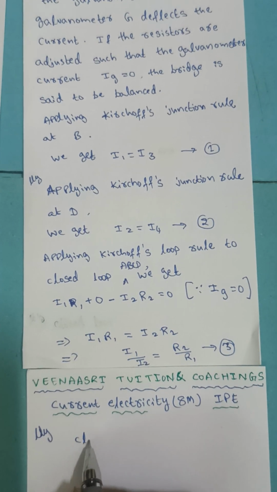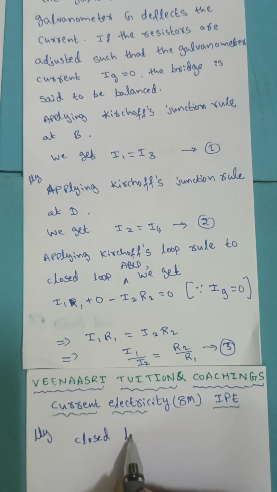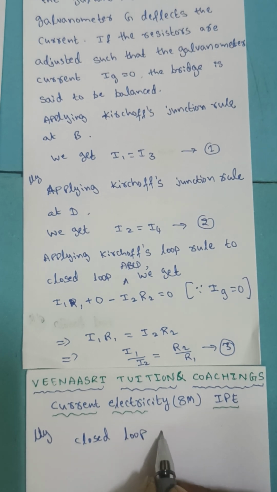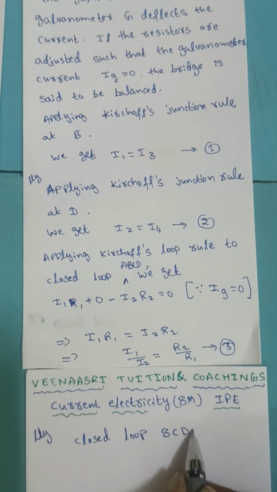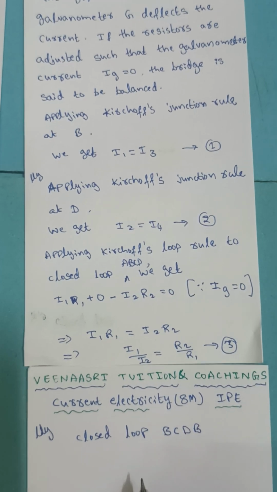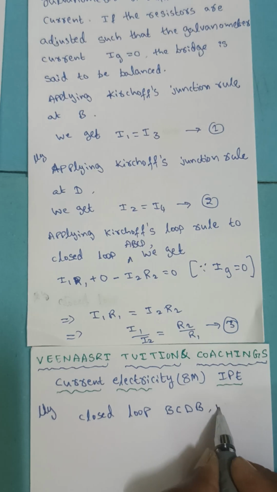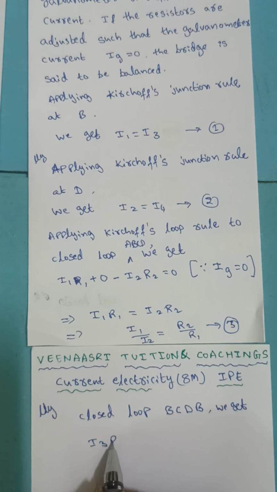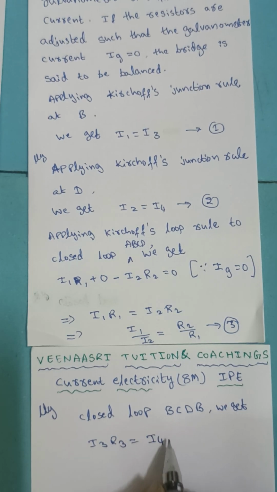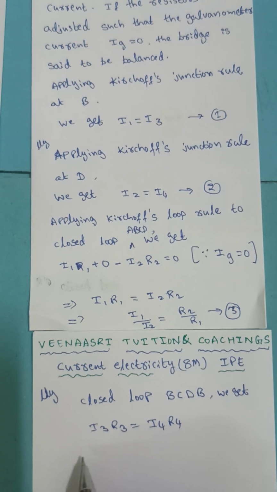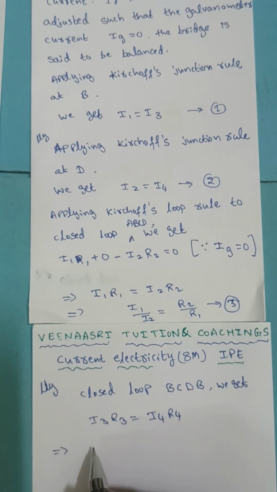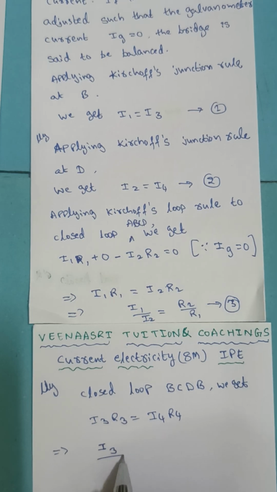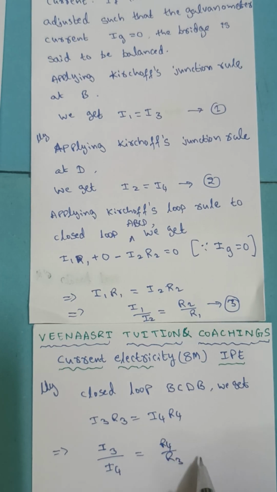Similarly, closed loop B, C, D, B, we get I3 R3 is equal to I4 R4. It implies I3 by I4 is equal to R4 by R3.